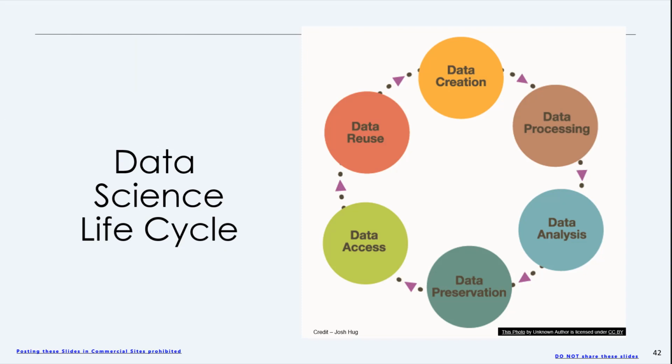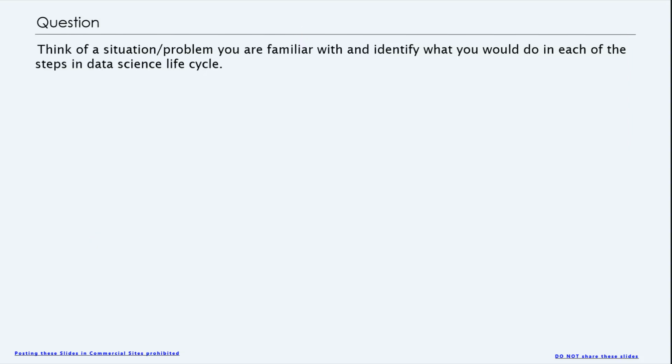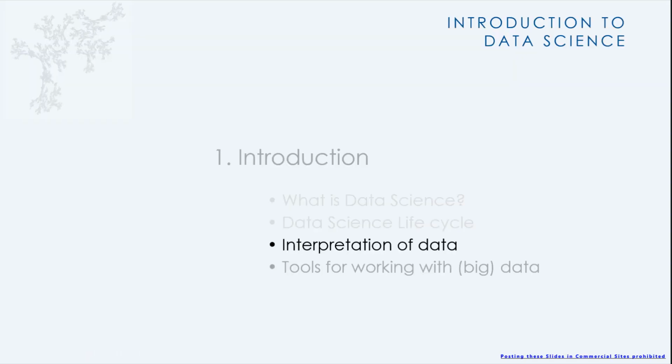So here's another way to look at the data science lifecycle. We can have the data. So this is a never-ending cycle because you just have to keep processing data to improve your model. So question, just pause a little bit and think of a situation or problem you're familiar with and identify what you would do in each of the steps in the data science lifecycle.